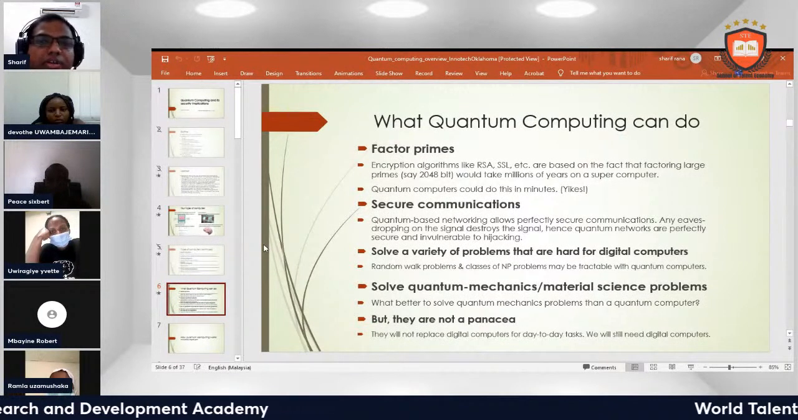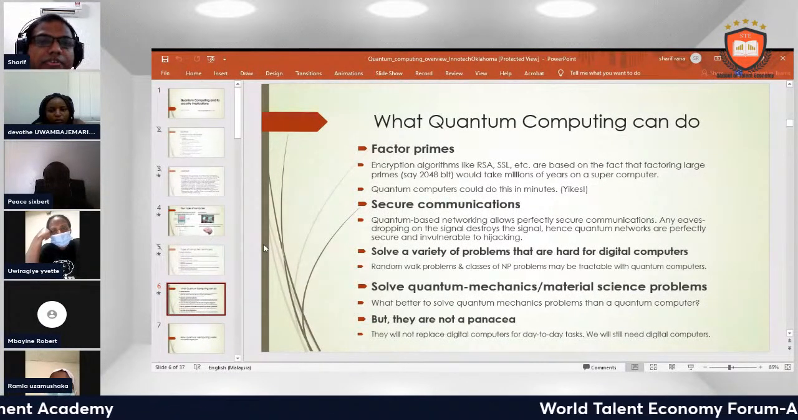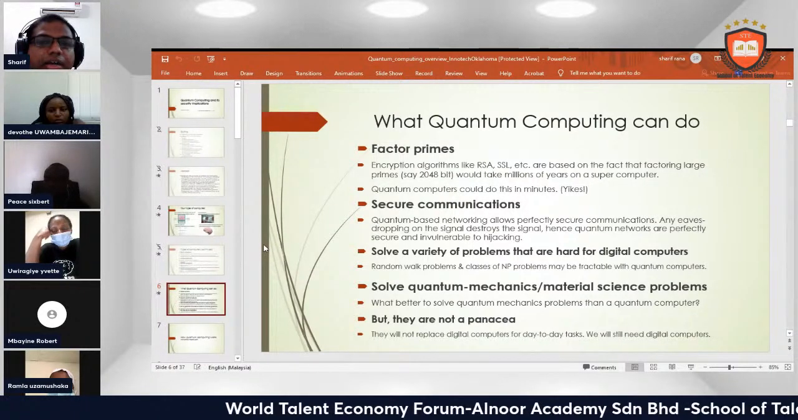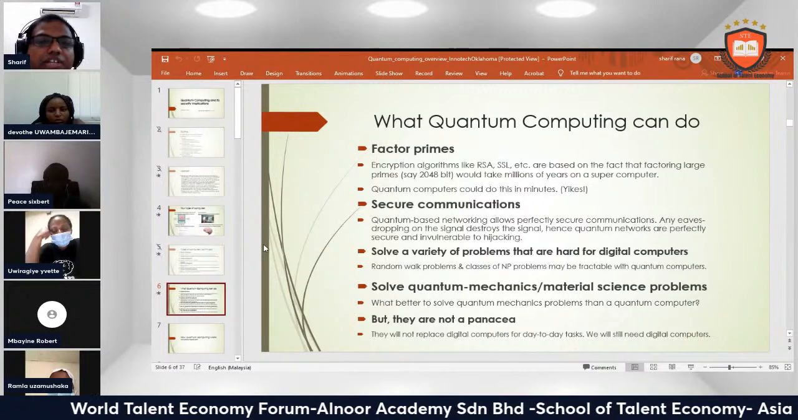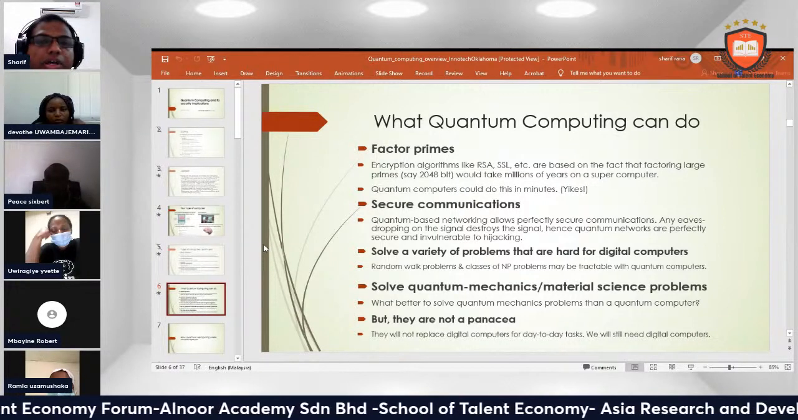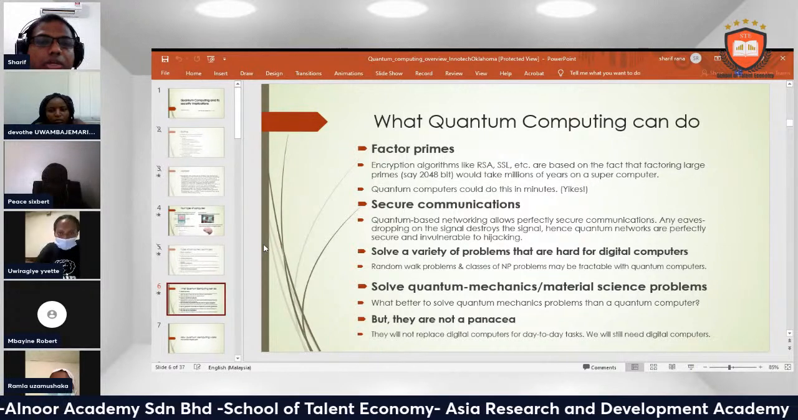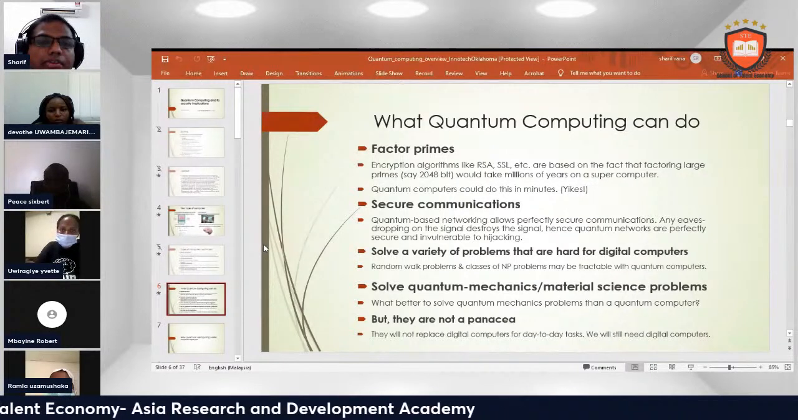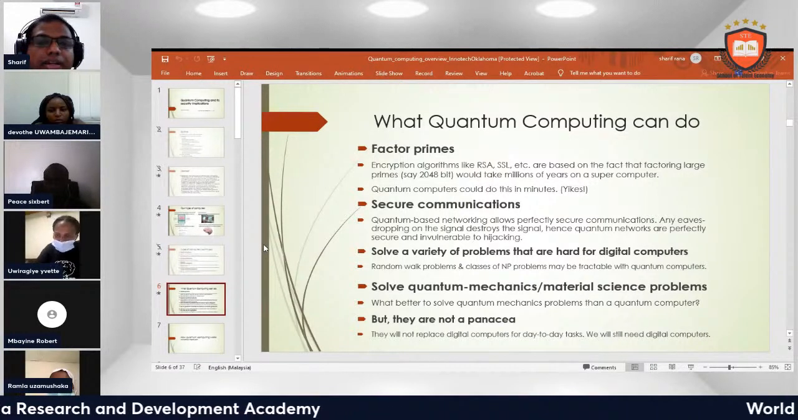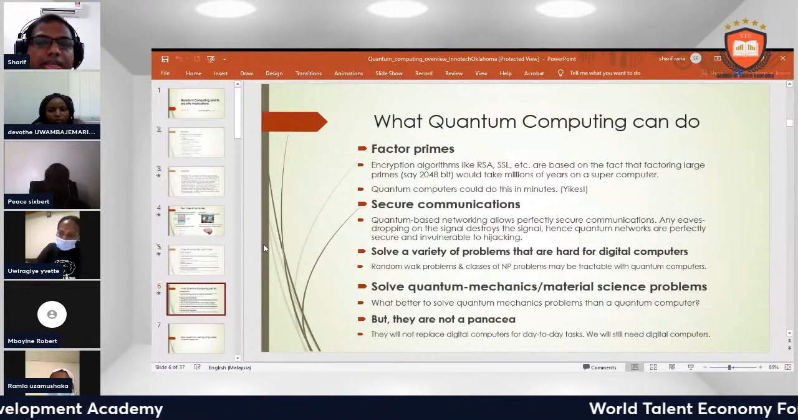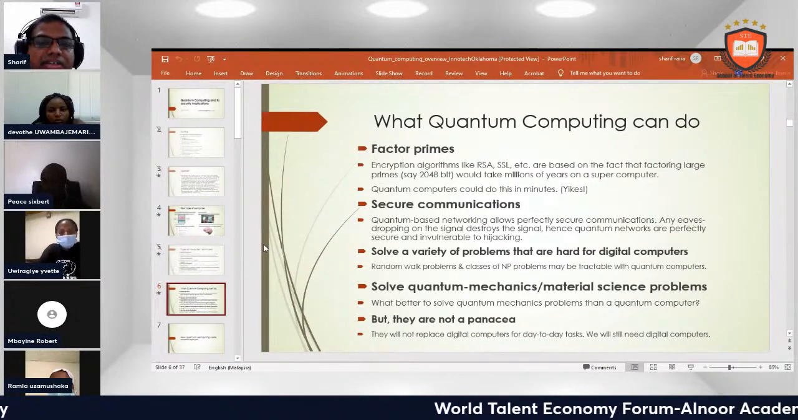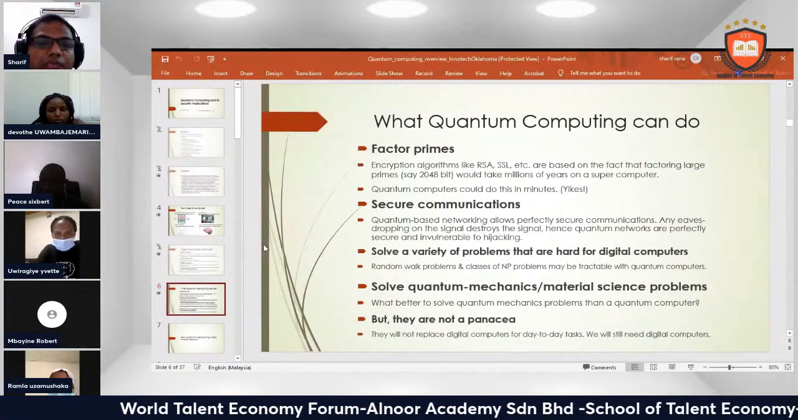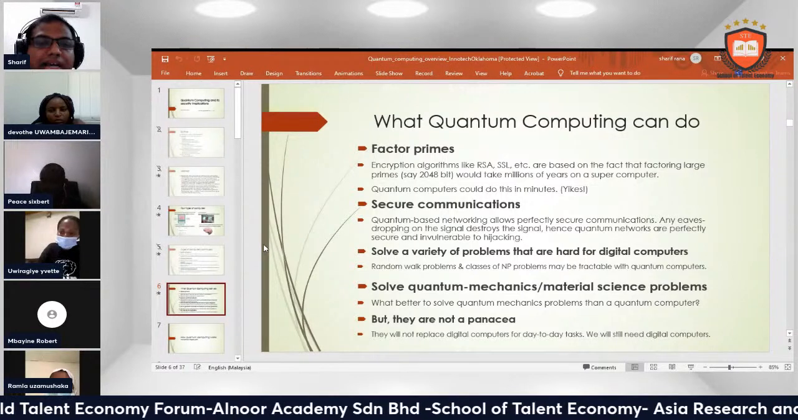What can quantum computing do? Factor primes. Encryption algorithms like RSA, SSL, etc. are based on the fact that factoring large primes would take millions of years on a supercomputer. A quantum computer could do this in minutes. Secure communications: quantum-based networking allows perfectly secure communication. Any eavesdropping on the signal destroys the signal. Hence, quantum networks are perfectly secure and invulnerable to hijacking.